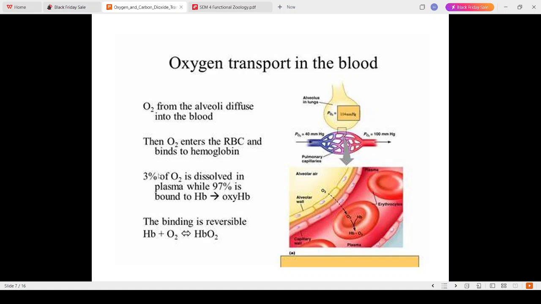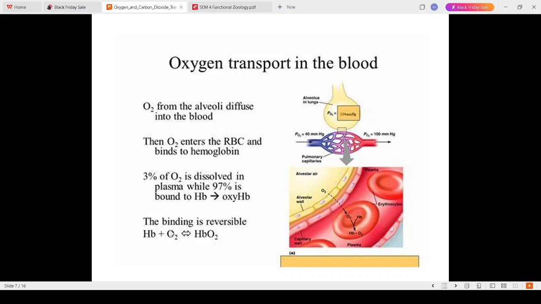Here we can see that 3% of oxygen is dissolved in the plasma, while 97% is bound with hemoglobin to form oxyhemoglobin. Out of 100 molecules of oxygen entering, 97 or 98 will be attaching with hemoglobin. Nearly 3 molecules of oxygen will remain in the water portion of the plasma, and the plasma will be carrying it in liquid form. So that is what is explained here.